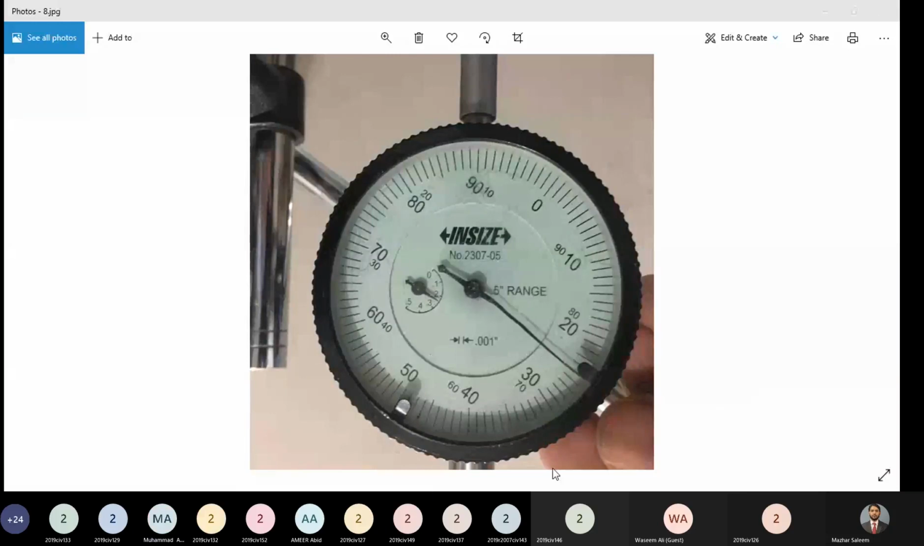Yes, sir. Okay, that's great. So let's see one more reading for the deflection gauge.